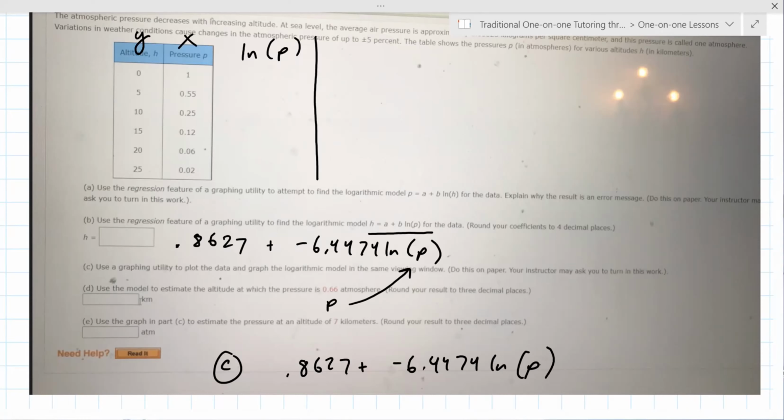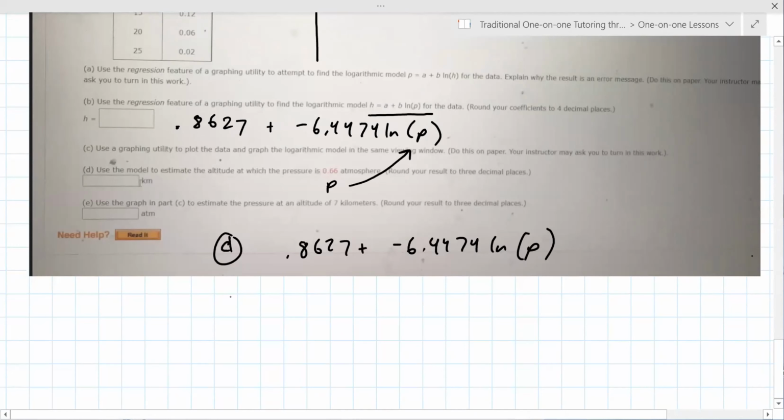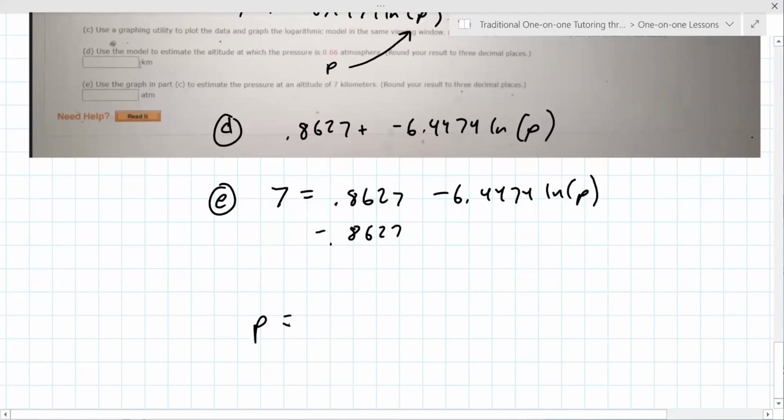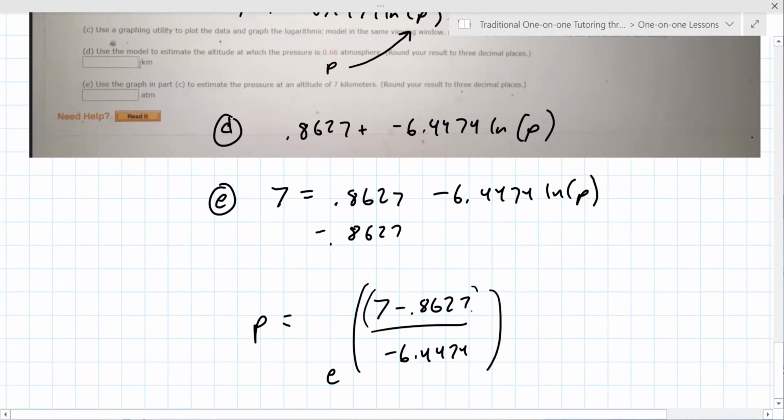All right. And then for part E, it wants you to go the other way. Yeah, I'm sorry, part D. Part E, they're giving you the H value. They're saying 7 equals 0.8627 minus 6.4474 natural log of P. And then you subtract 0.8627 from both sides, and that gets you your final answer. So it's 7 minus 0.8627 all over negative 6.4474. And then you take the e to the power of that. This will want to be in parentheses there.